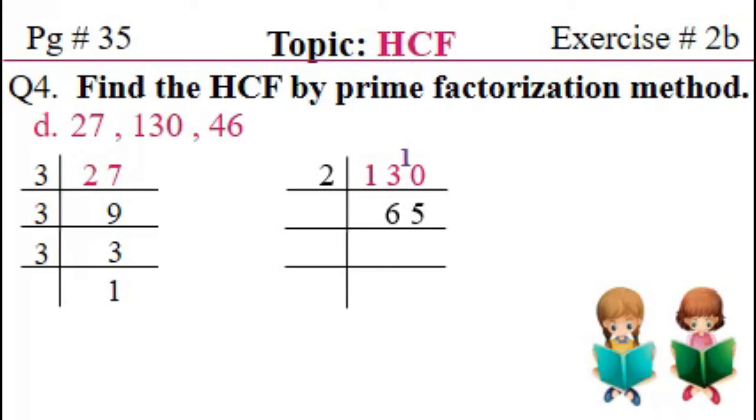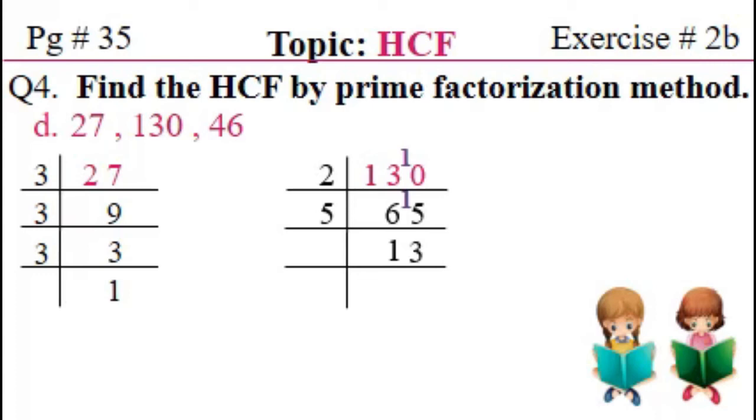Now let's move to the next prime number, which is 5. Is it divisible by 5? Yes. Why? Because if we have 0 or 5 at one's place, it means that the given number is divisible by 5. So 5 times 1 is 5. 1 will be left over here. So that 1 and this 5 will become 15. So 5 times 3 is 15.